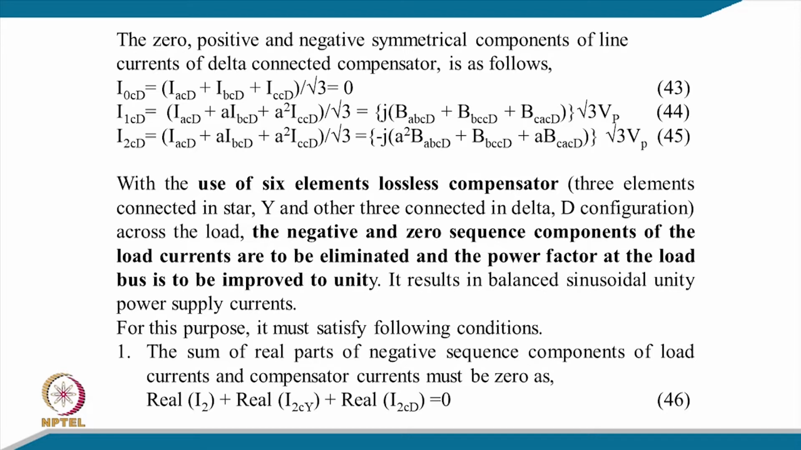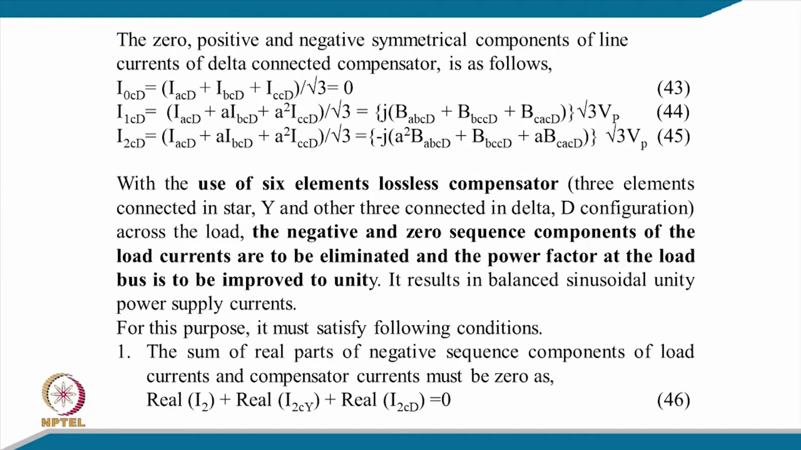So, with the use of a 6 element lossless compensator, 3 connected in star and the other 3 connected in delta configuration across the load, the negative and 0 sequence components of load current are to be eliminated, and the power factor at the load bus is to be improved to unity, and it results in a sinusoidal unity power factor supply current. So, for this purpose it must satisfy the following conditions.